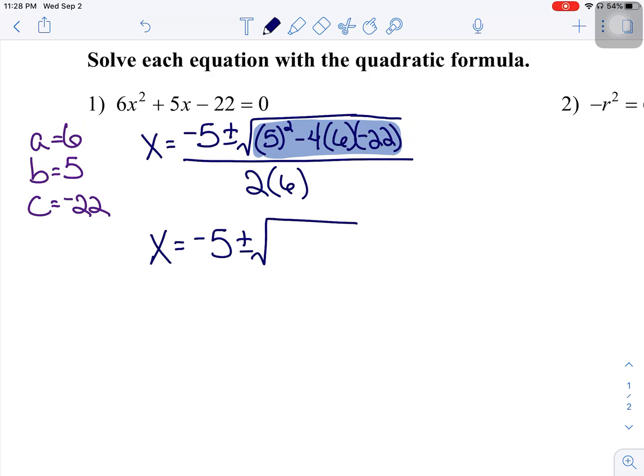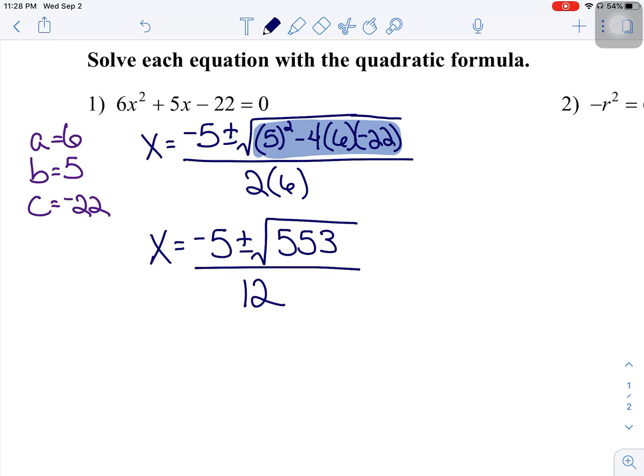Now in my calculator, I'm going to do 5 squared minus 4 times 6 times negative 22, and I get an answer of 553. So 553 all over, and now in the denominator, I'm going to take 2 times 6, and that gets me 12.